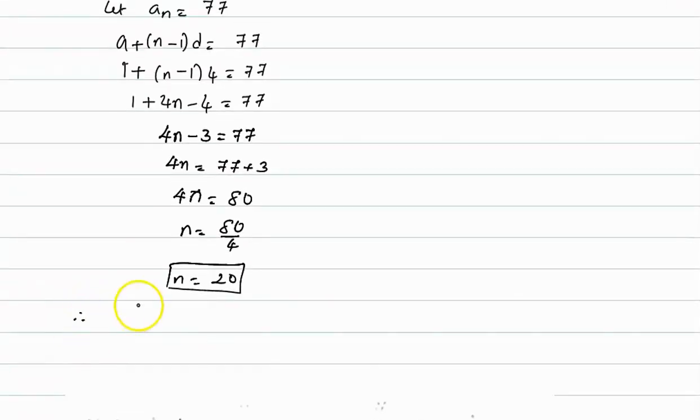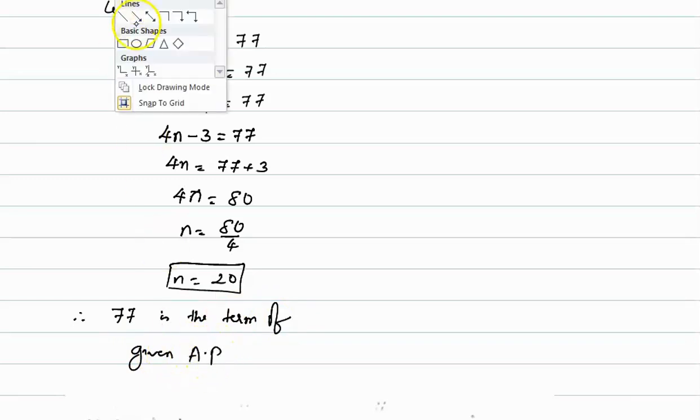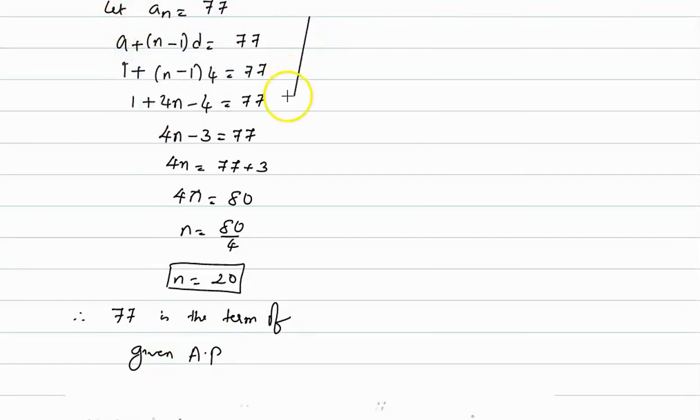Therefore we can say, I do not need to say which term it is, whether it is there, if we get N as an integer value, a positive integral value, we can say 77 is a term of the given AP. They have not asked which term it is, so if they ask whether it is or not, it is enough to conclude that. Otherwise, writing 20th term is 77 is also fine.